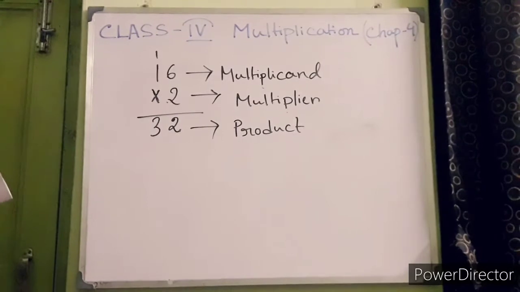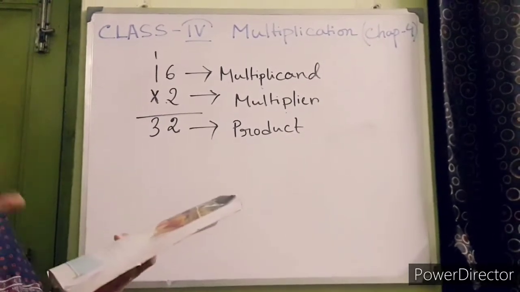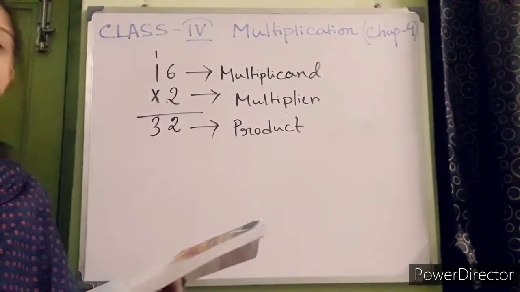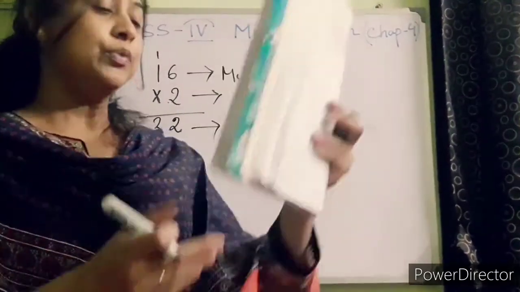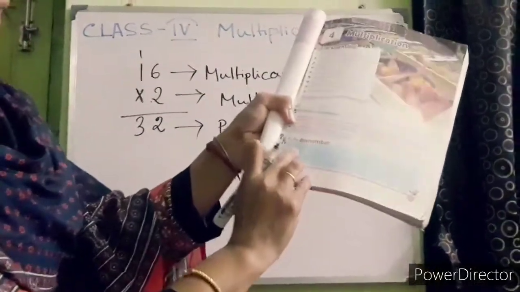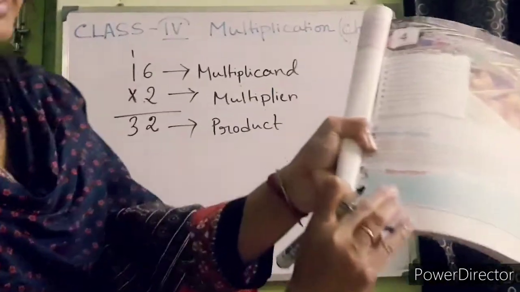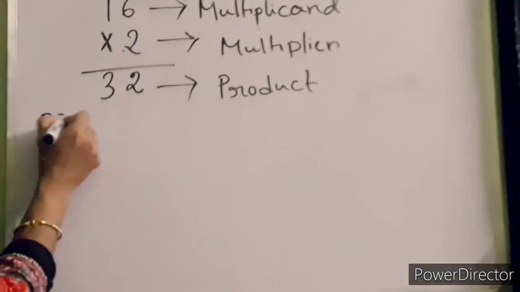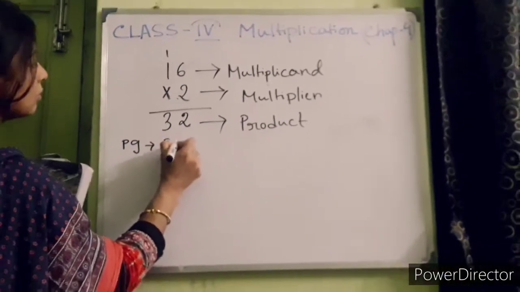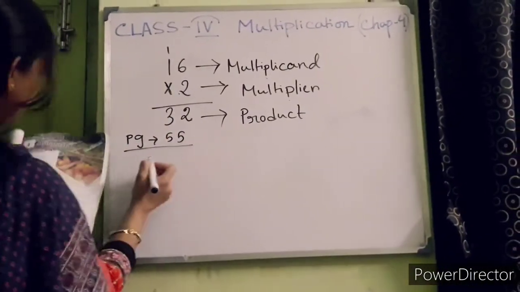Number 55. Before that, I want to tell you something. Multiplication is repeated addition. So in your book, multiplication starts with repeated addition. Please see here, page number 55.